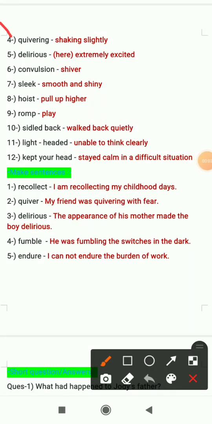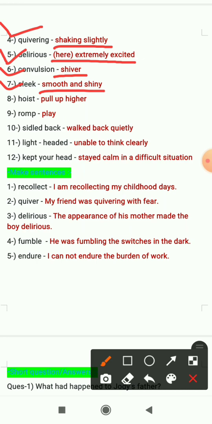Fourth one is quivering. It means shaking slightly. Fifth one is delirious. It means here extremely excited. So in this lesson the meaning of delirious is extremely excited. Sixth one is convulsion. It means shiver. Seventh one is sleek. It means smooth and shiny. Eighth one is hoist. It means pull up higher. Ninth one is romp. It means play.